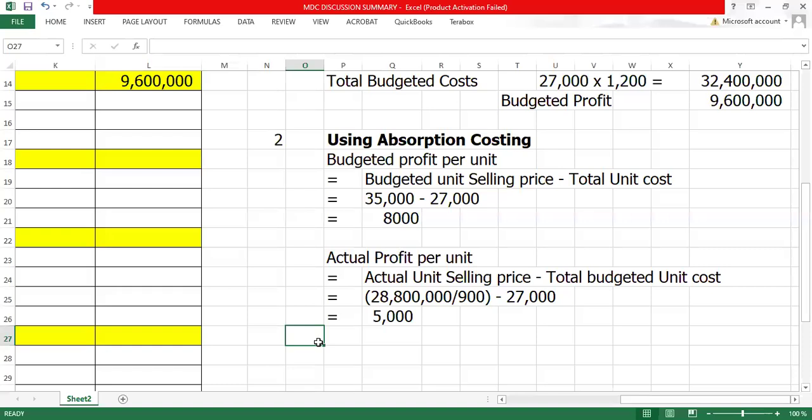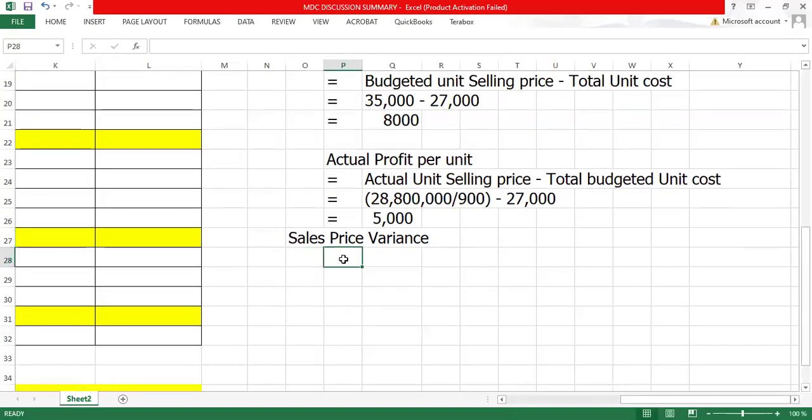Okay. Then now, once you have these two, get your sales price variance. How do you get the sales price variance now, without cramming? What was your budget for one dress? You had budgeted to sell one dress at how much?